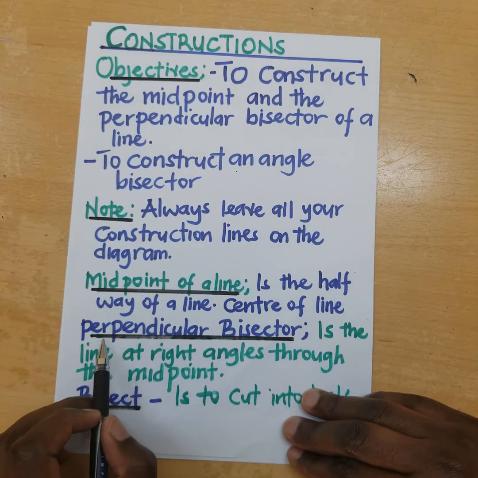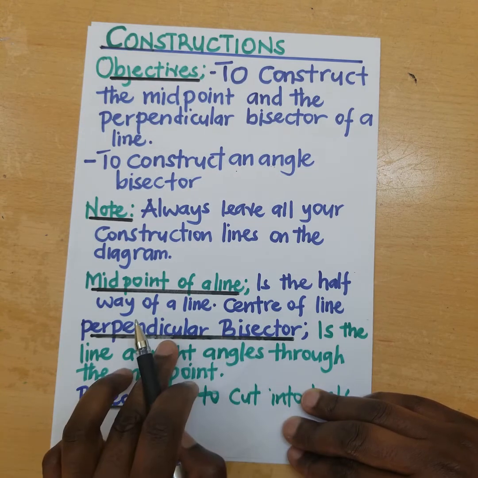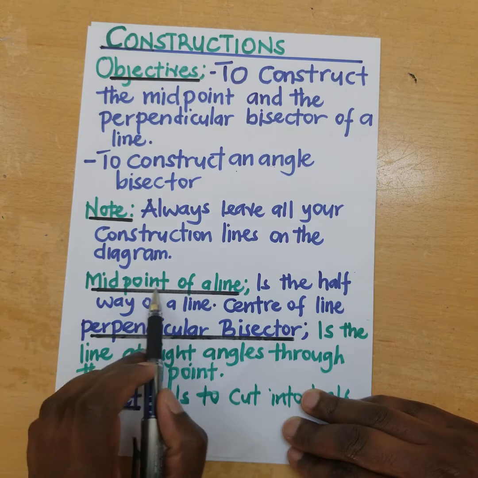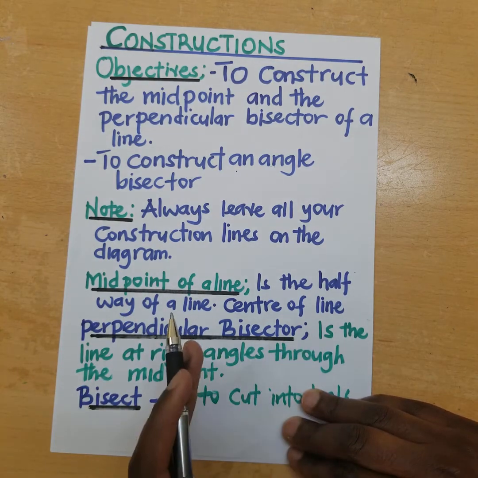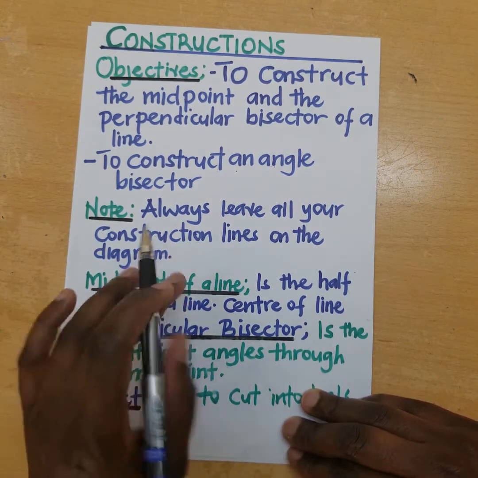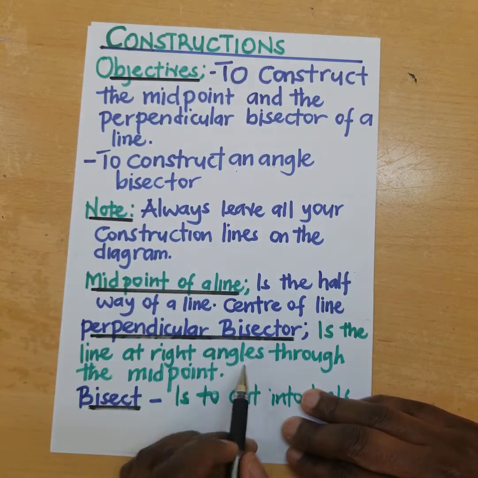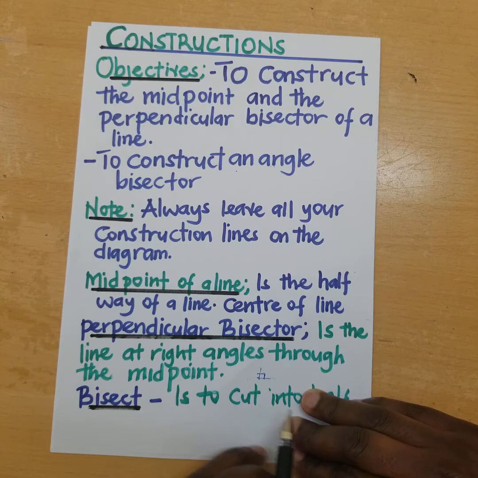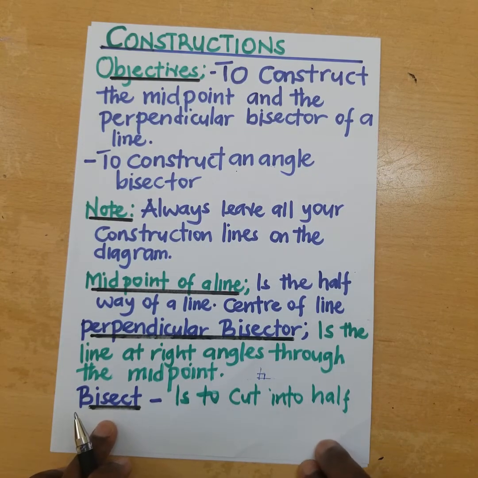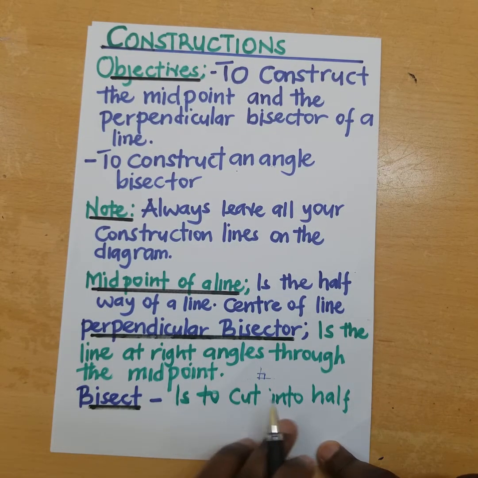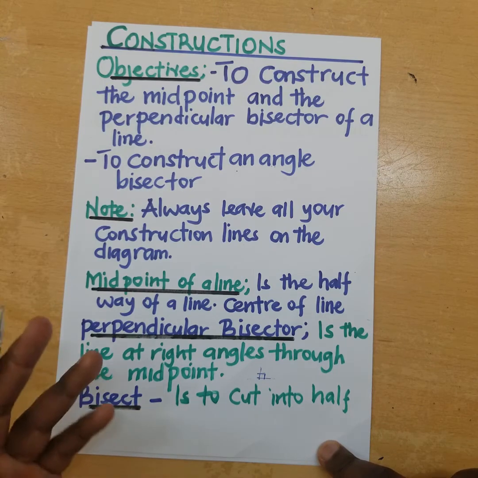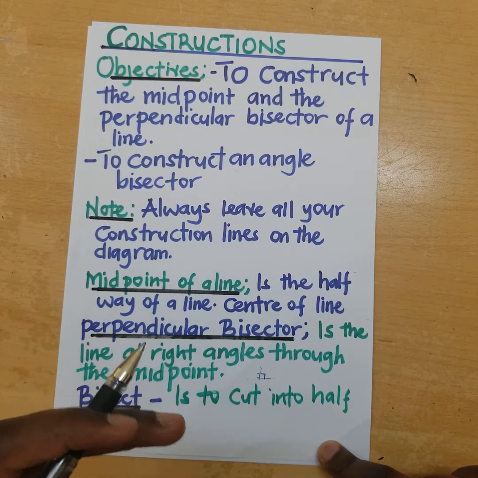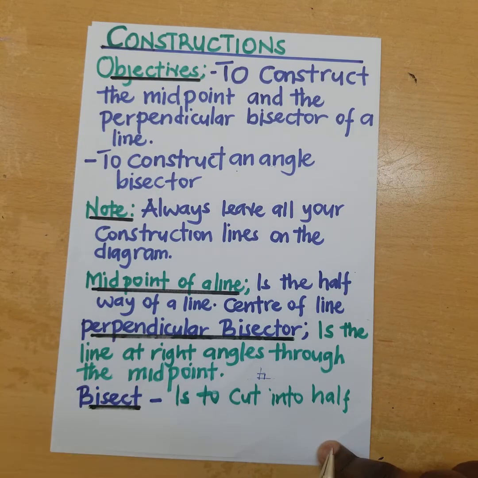Okay, what about a perpendicular bisector? Perpendicular bisector is a line at right angles through the midpoint. It is a line that goes through the midpoint at right angles. Right angles, I mean it is forming 90 degrees. Okay? And what about bisect? Bisect, I mean to cut into half. For example, you can bisect an orange. They are simply telling you, cut the orange into half.